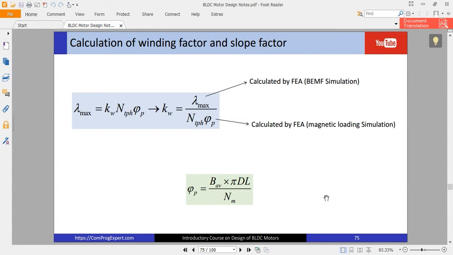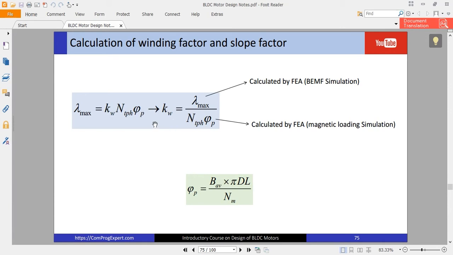In this video, we are going to calculate the winding factor. As you know, the winding factor is defined as the maximum phase flux linkage divided by this product, number of effective turns per each phase times pole flux. Actually, this product is the maximum theoretical phase flux linkage, right? When the winding factor is equal to 1.